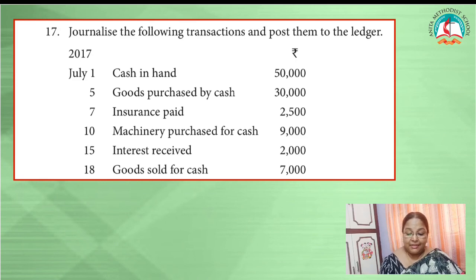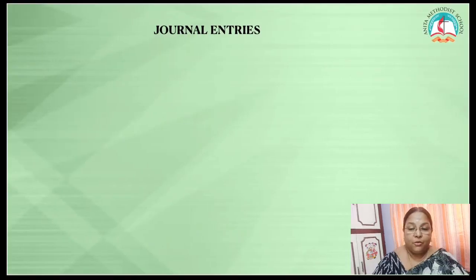Right. Interest received. Income or expense? Income. Debit or credit? Credit. What comes in? Cash comes in. So what is the entry? Cash account debtor to interest account. Goods sold for cash. Cash account debtor to sales account. Okay, children, any doubts?